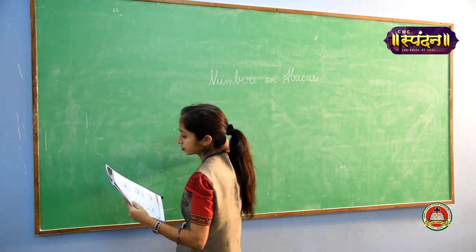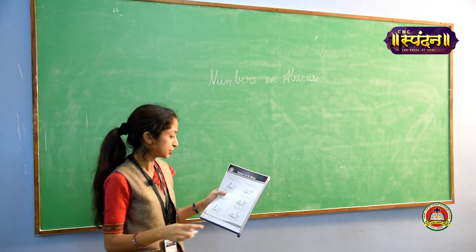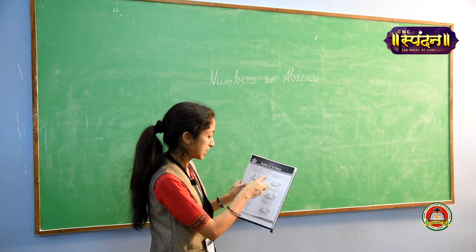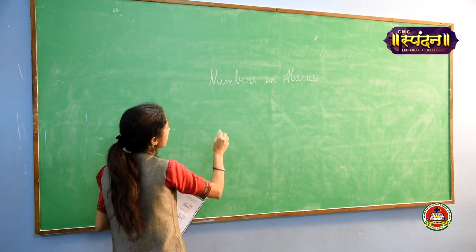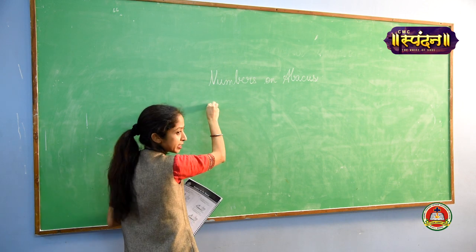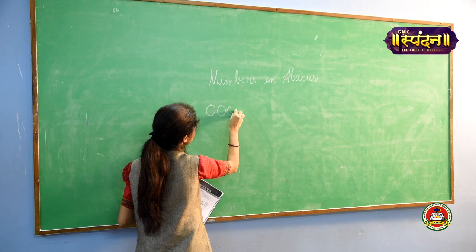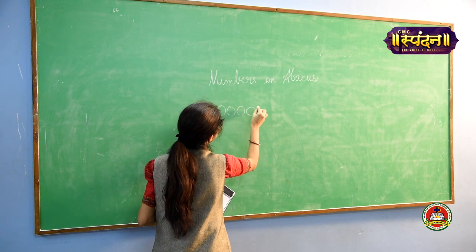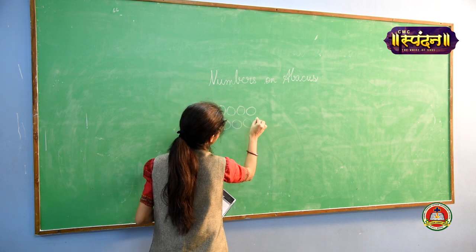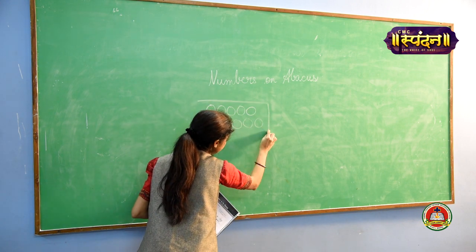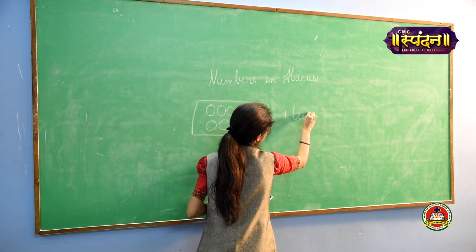Now, what does number abacus mean? What is this? Abacus shows 5 tens and 7 ones. This is abacus. Now, what is tens? Tens means in a group, when 10 things get together, that means 10 balls: 1, 2, 3, 4, 5, 6, 7, 8, 9, 10. When we have 10 things together, we say it is 1 ten.